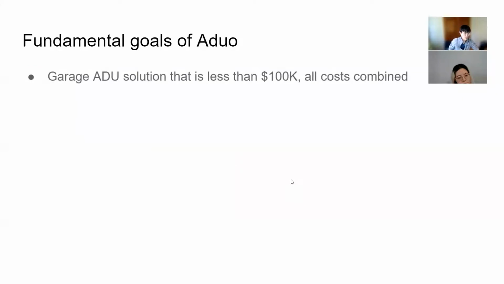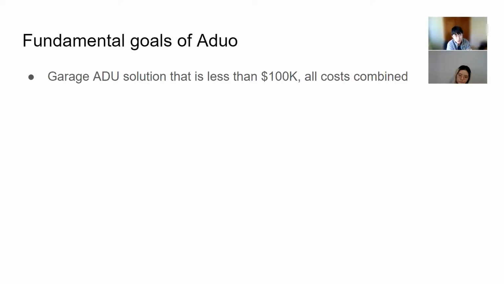So the fundamental goals of a duo, and a duo is just our brand name, it doesn't mean anything else. We basically said, if this is going to be useful, it needs to be less than $100,000, because that's the socioeconomic population that we had spent a lot of time engaging with in East Palo Alto, and they weren't able to conceive of ADU projects that were more expensive than this.